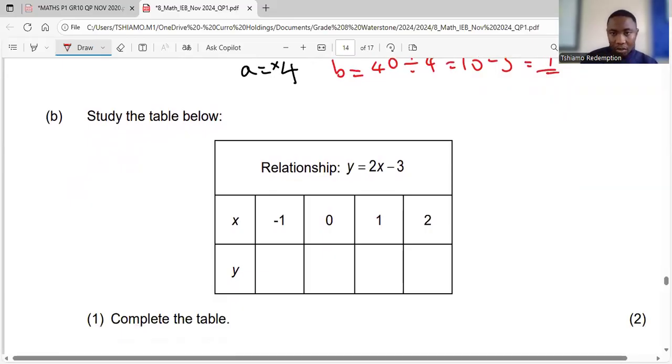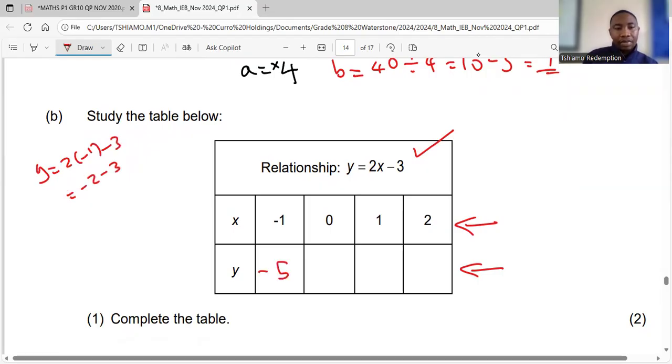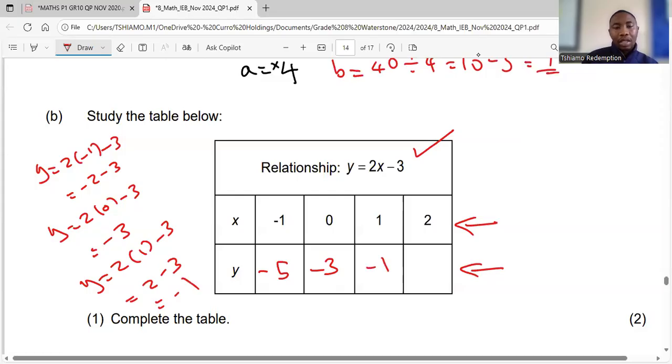Relationship: we're given the equation, we're given the values of x, and we are told to find the values of y. So substitute here. If I put 2 times -1 minus 3, 2 times -1 is -2, minus 3 will be -5. 2 times 0 minus 3 will be -3. And 2 times 1 minus 3 will be 2 minus 3, which is -1. And the last one is 2 times 2 minus 3.